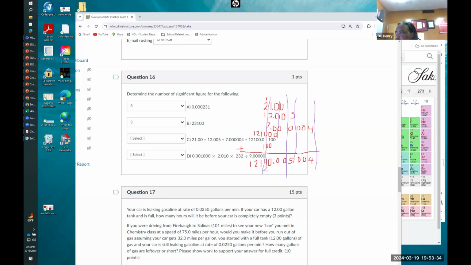So then we'll take a look at this number. If that number is greater than 5, we're going to round the next number up. If it's not greater than 5, we're just going to drop this down to 0. And so then our answer is going to be 1, 2, 1, 0, 0. So then how many sig figs would this be?